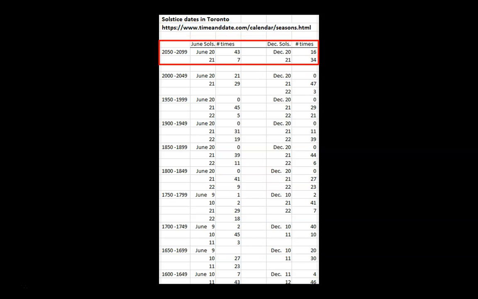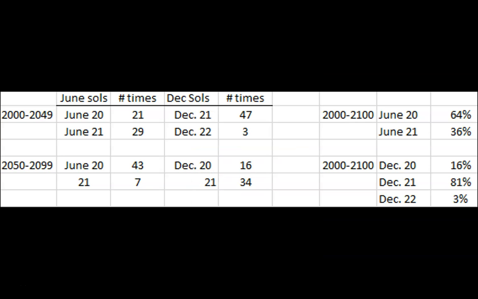If we look here at the 50-year interval from 2050 to 2099, I've collected data for the June solstices and the December solstices, but I'm going to focus in this video on the June solstices. So June 20th will be the date of the summer solstice 43 times in these 50 years, and the 21st will occur 7 times. I've continued this way, collecting the data all the way down to 1 AD. Here's the data for the 100 years from 2000 to 2099. I've converted the number of times the solstice has appeared for each date into percents.